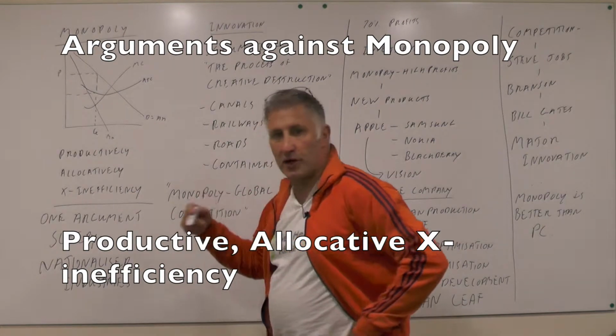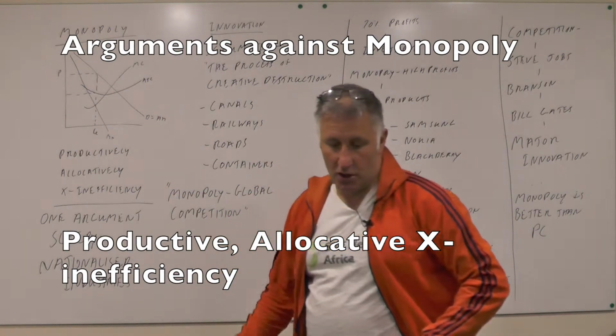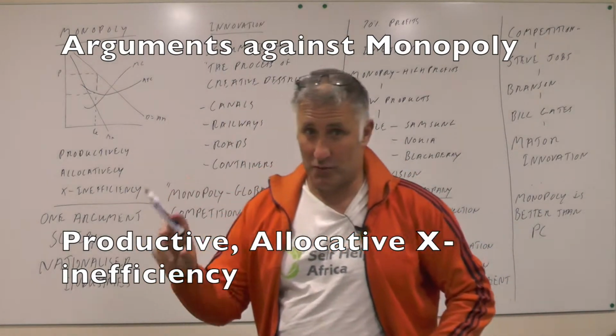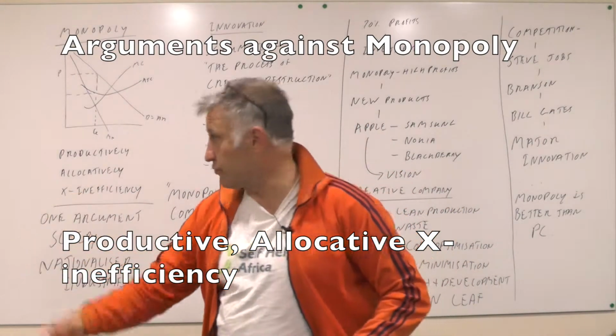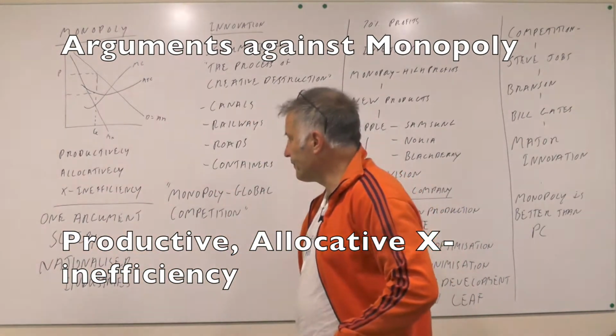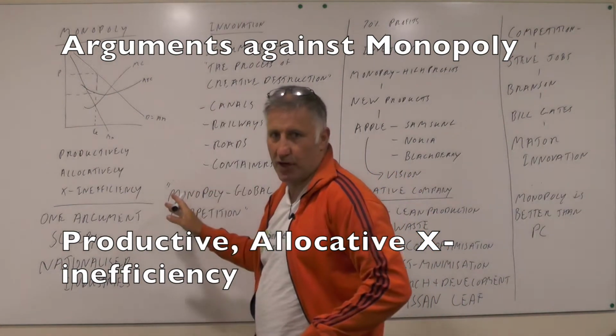But we argue against monopoly, don't we, that a monopoly is productively and allocatively X-inefficient. We can draw the monopoly diagram with economies of scale, and we can show that with economies of scale, monopoly is better than perfect competition. However, there are main arguments against, so we can write a pretty good essay on that.